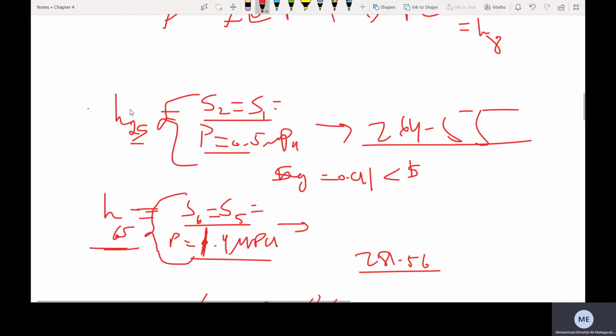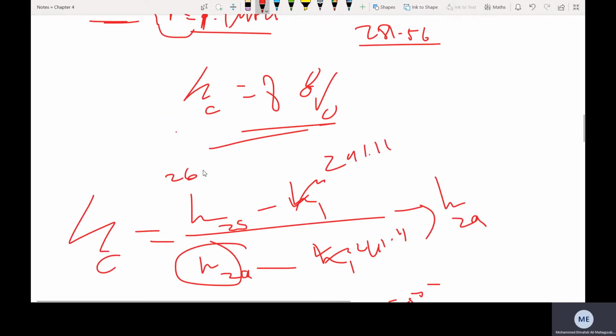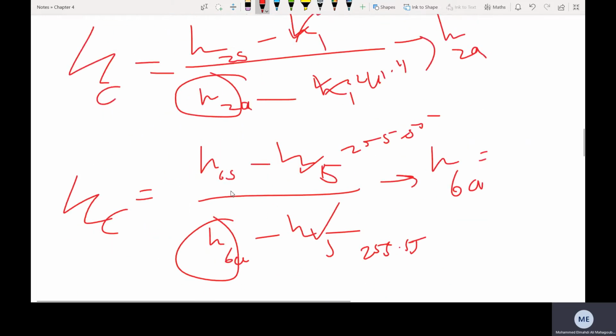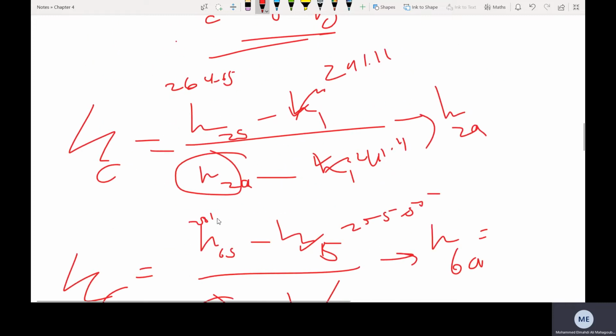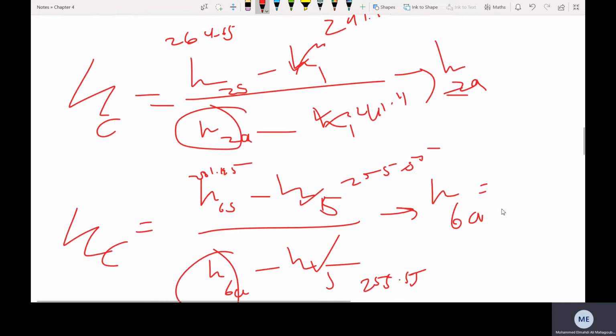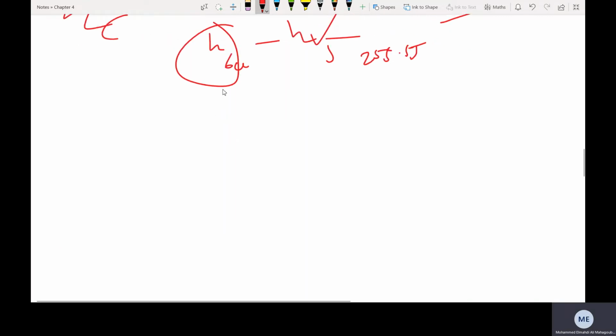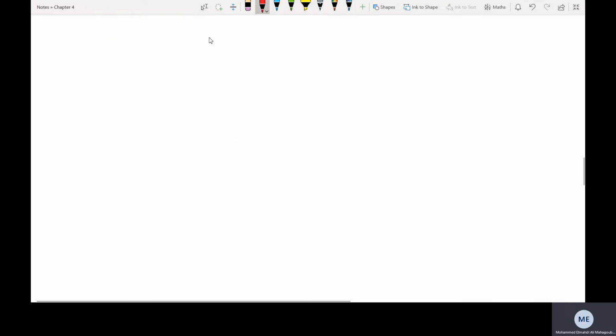So H2 isentropic is 264.65, and for H6 isentropic we have 281.65. Then you just find your H2A and H6A. Clear? After you find your H2A and H6A, we're going to do a mass balance to find the mass flow rate of the upper cycle. Now we are beginning to solve the question.